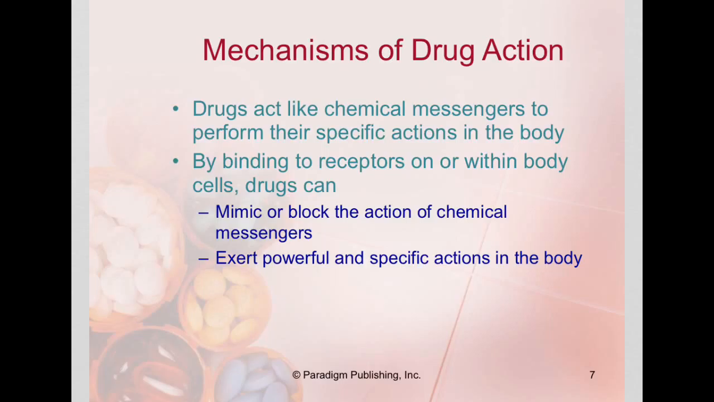Okay, this is the mechanisms of drug action. Drugs act like chemical messengers to perform their specific actions in the body. By binding to receptors on or within body cells, the drugs can either mimic or block the action of a chemical messenger, or they can exert powerful and specific actions in the body. So drugs are developed differently. They develop them to mimic something that naturally occurs in your body, or they can stop something that naturally happens in the body, or something like that.